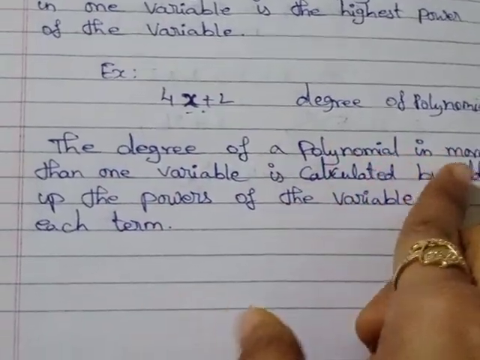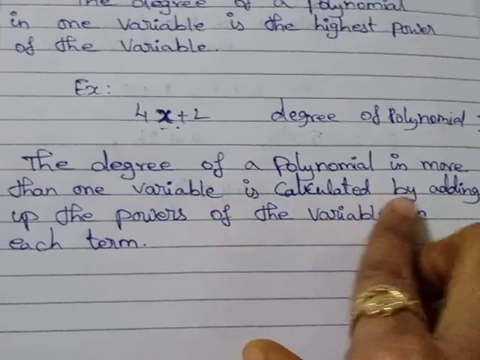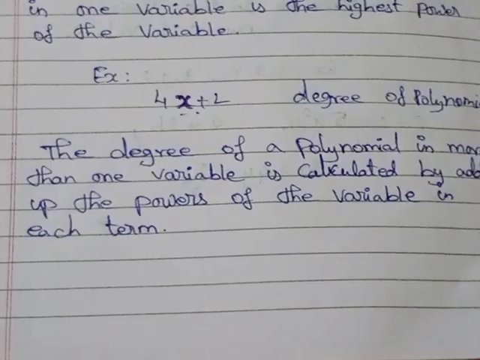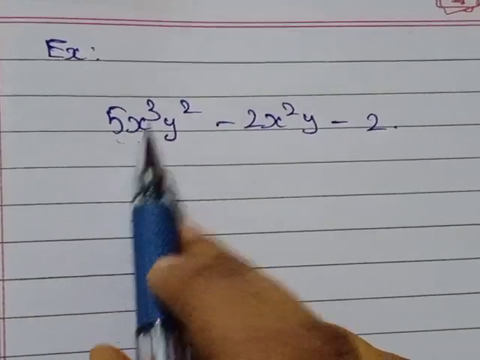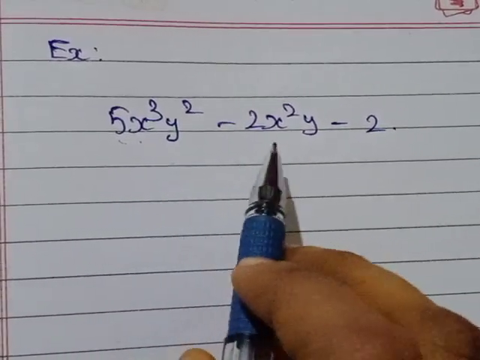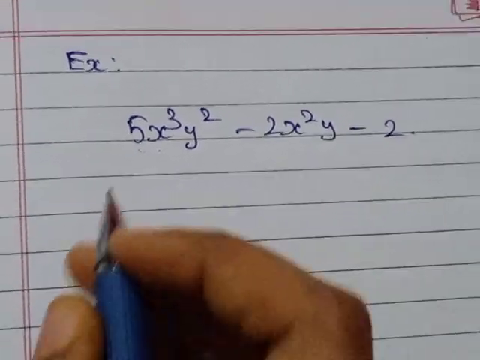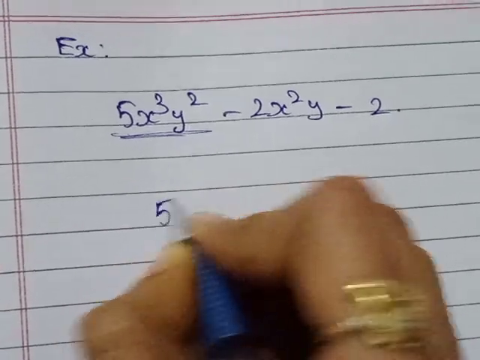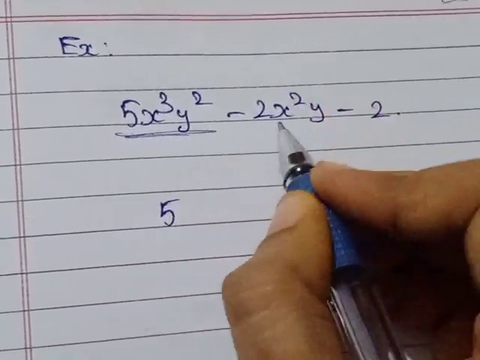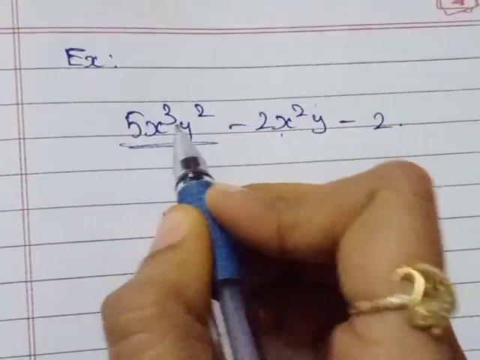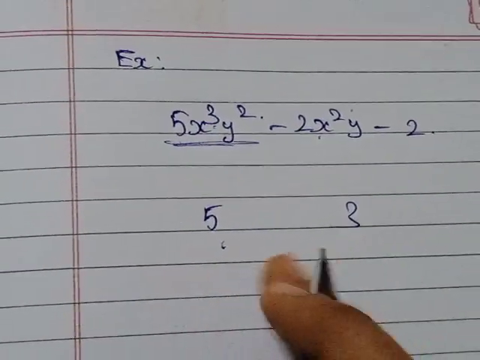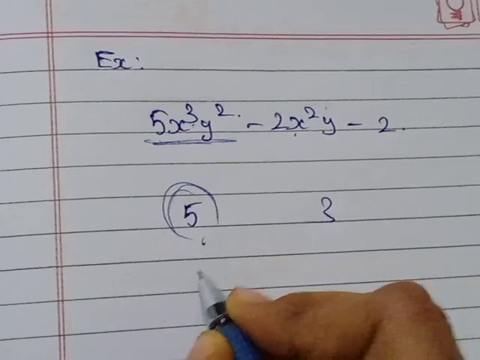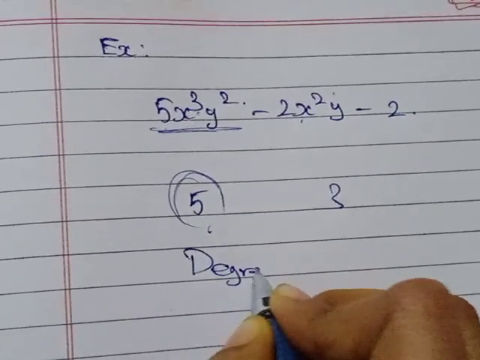The degree of a polynomial in more than one variable is calculated by adding up the powers of the variables in each term. For example, 5x cubed y squared minus 2x squared y minus 2. Here, adding the powers of the first term, the first term power is 5. The second term power is 2 plus 1, 3. The highest power, the degree of the polynomial, is 5. So the degree of the polynomial is 5.